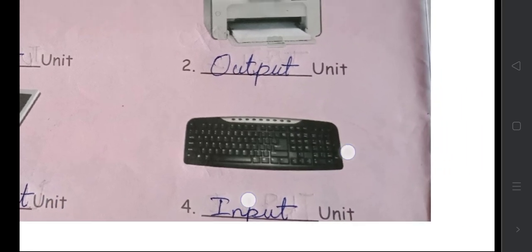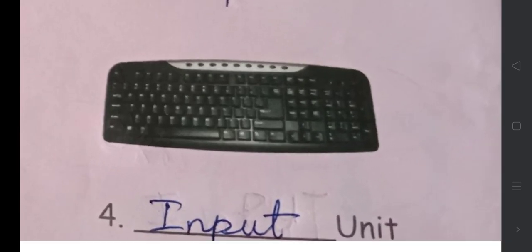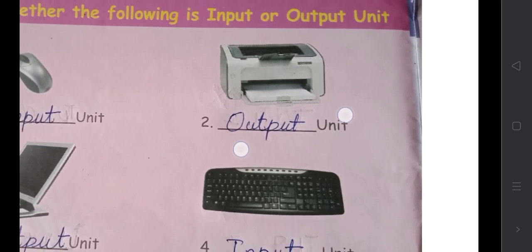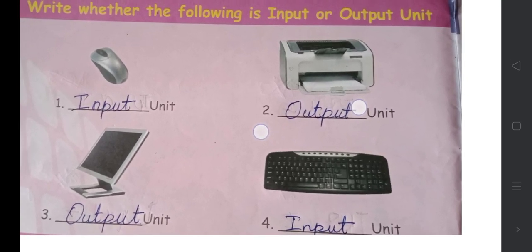Then you see here the keyboard. This keyboard has all the letters, so it accepts all the alphabets and numbers, so it is an input unit. All the parts of the computer that accept commands from you are called input units. All the parts of the computer that give you a result are called output units. This is why mouse and keyboards are input, and monitor and printers are called output. Now clearly you people would have understood.